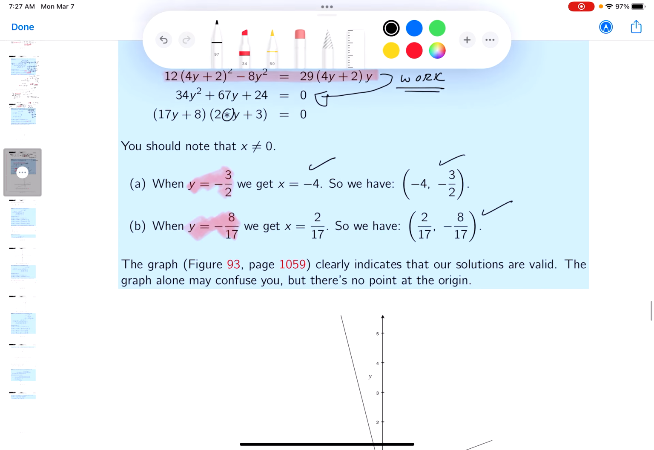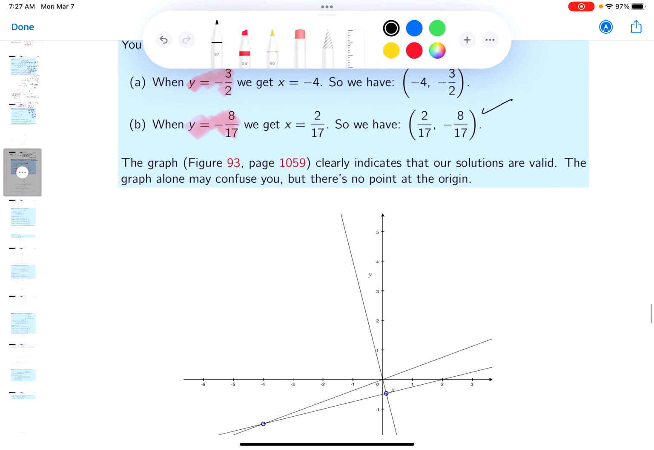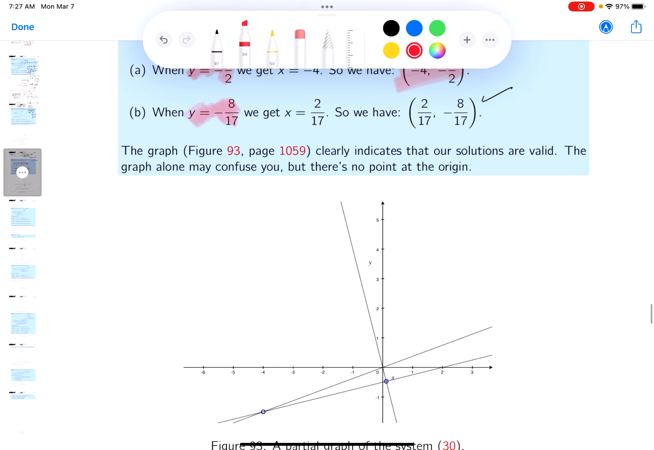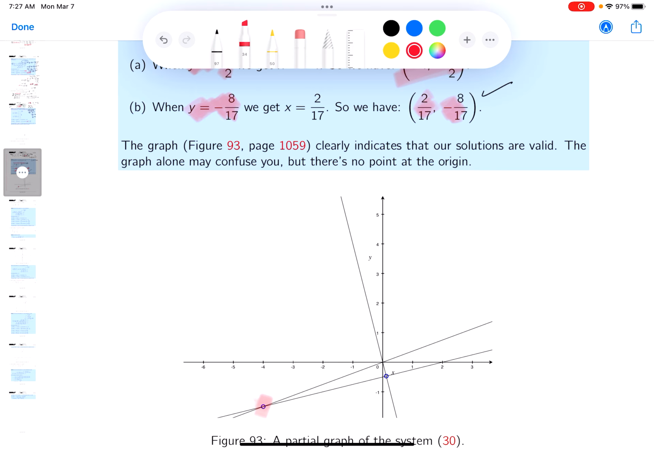The other thing I want to point out in my notes, what I do is I try to graph these things for you so you get an accurate representation of the points of intersection. Let me just highlight this for you. Minus 4, minus 3/2, and we've been doing this for a while now, is over here. And again, minus 4 along the x, minus 3/2 along the y. The other one is 2/17, minus 8/17. A little harder to locate, but that's right over here. 2/17 is a relatively tiny fraction, and minus 8/17, roughly about minus 1/2 down.